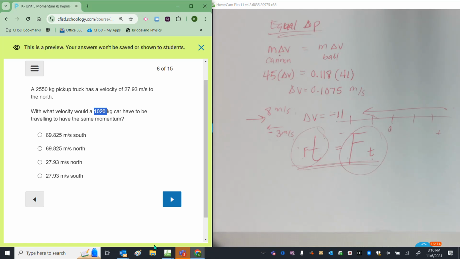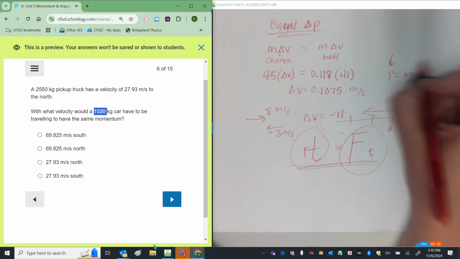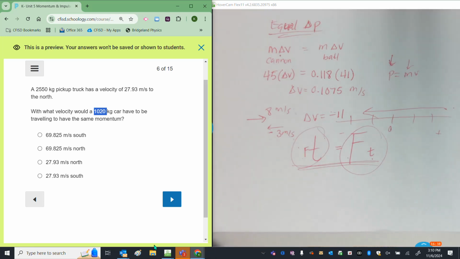Okay, so 2550 times 27.93 means that truck has a momentum of 71,221.5. If I want to know what velocity the car needs, I just need to take that momentum, because momentum is still equal to mass times velocity. I have the momentum, I have a mass, I can find the velocity. Take my momentum, divide it by this mass, 1020, and it gives me a velocity of 69.825 meters per second. Oh, there's a direction here. Let's be careful. Same momentum. This one was north. This one needs to be north too. Okay, momentum is a vector. It does have a direction.